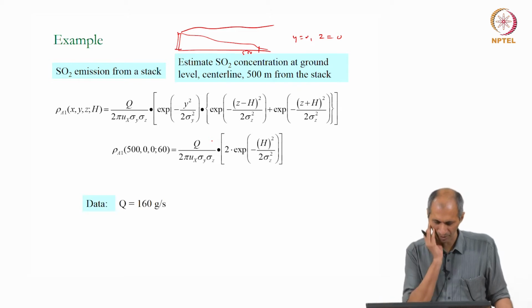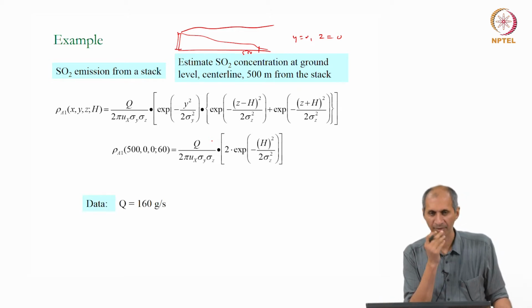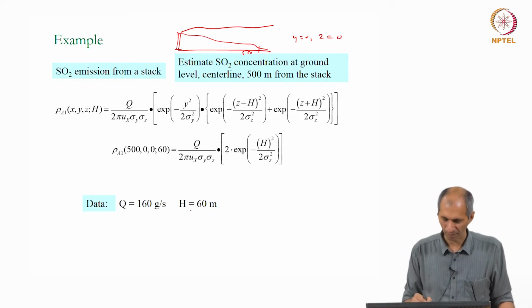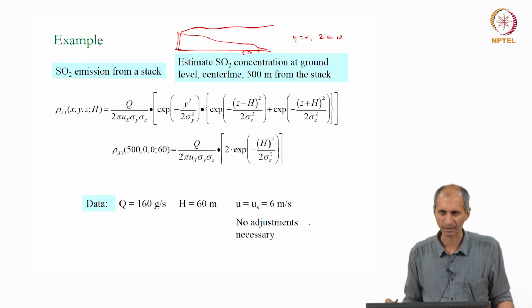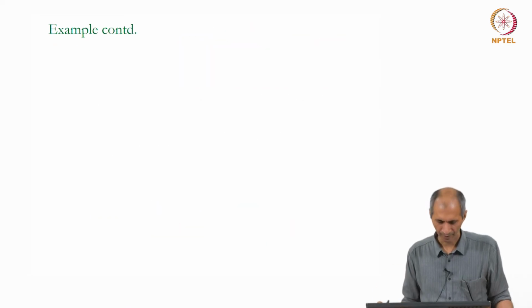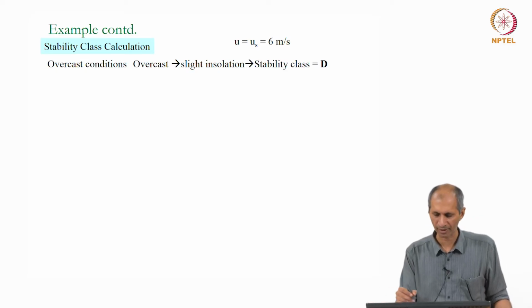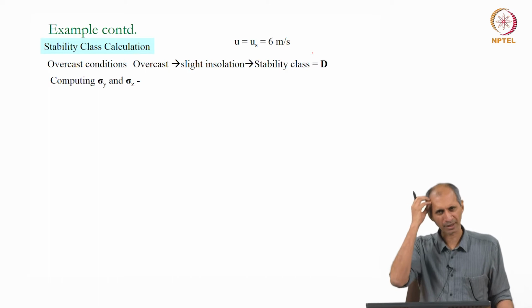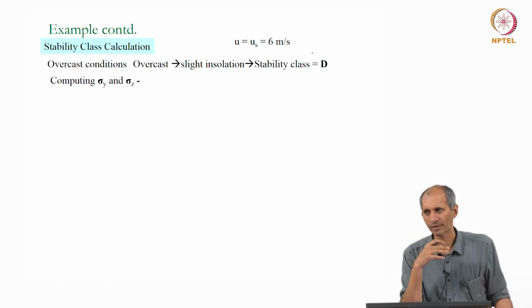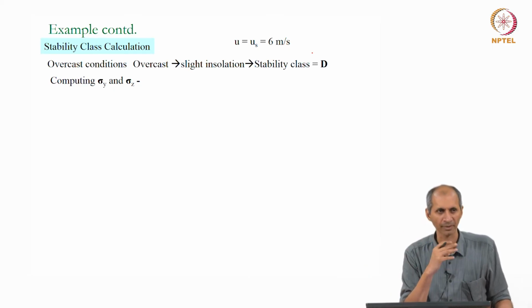So, the data that we need: Q is given to you, Q is 160 grams per second. If you do not know anything about this problem, you have to compute all of this individually, including this u. And we are given that it is overcast conditions, and from the overcast conditions, from the Pasquill-Gifford table, I calculate that overcast, slight insolation, stability class is D. So, this is a matter of judgment. Some of you may determine this as stability class C, some may do it as D, therefore your numbers will be different.